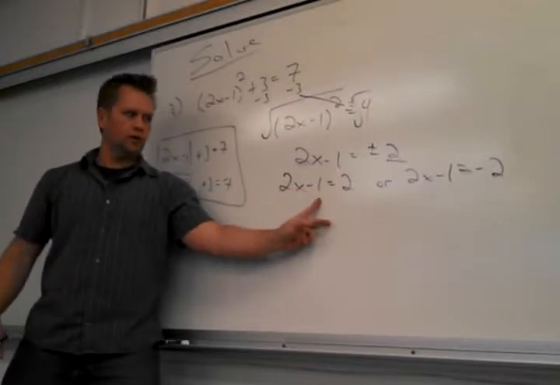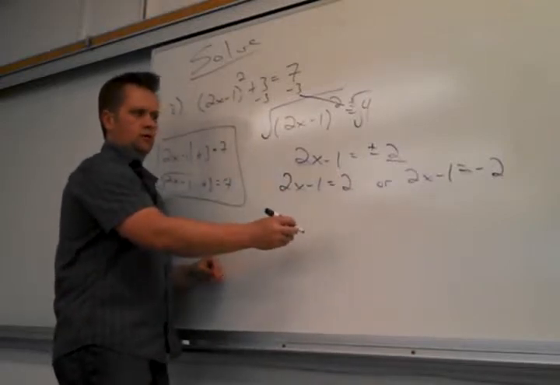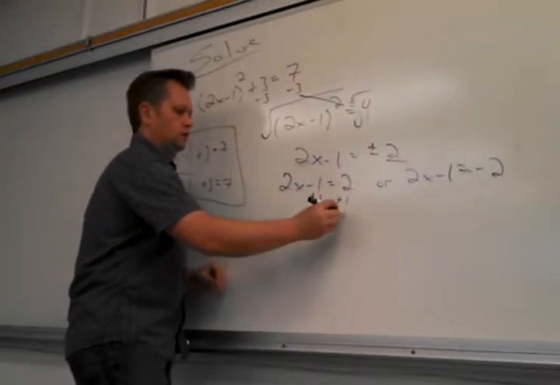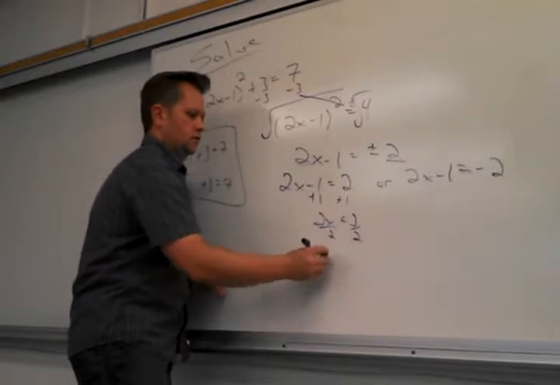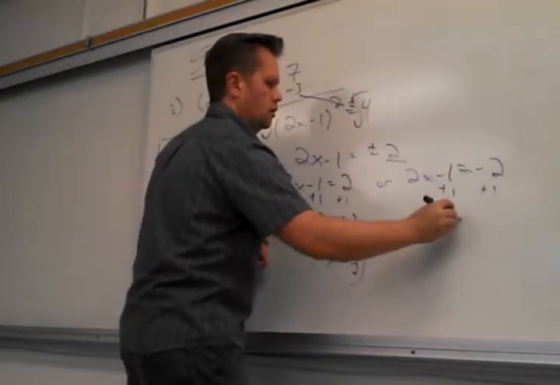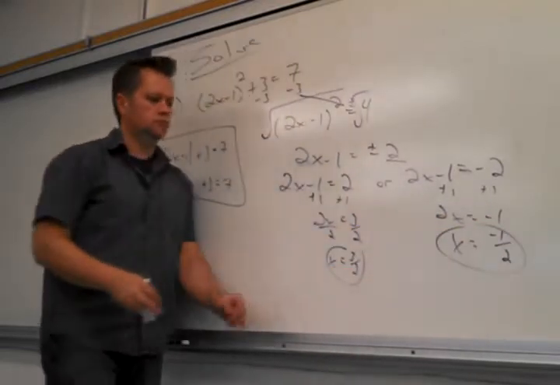Right? So what do you get from here? Oh, 3. You add 1, 2x is 3, so x is 3 over 2. And there you add 1, you get a negative 1. X is negative 1 over 2.